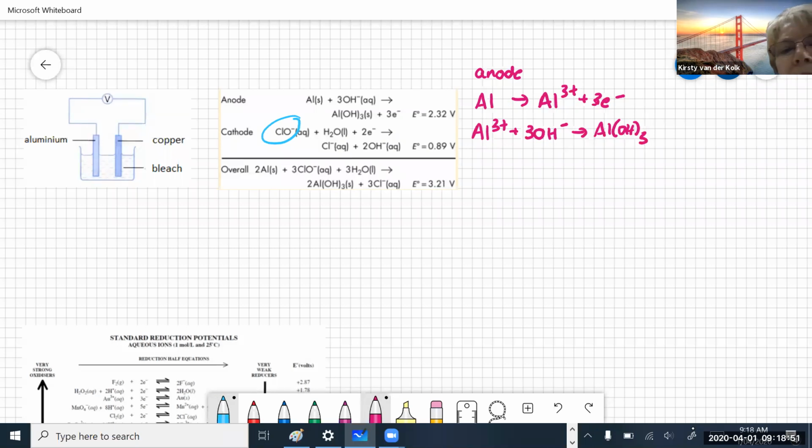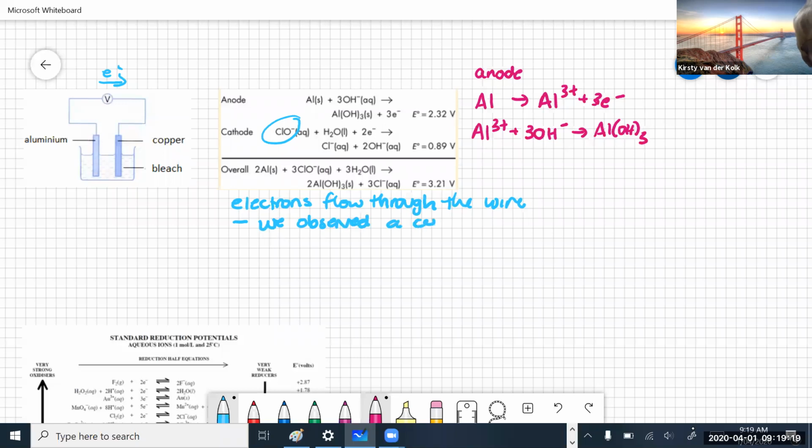My question for you is: we know that there are electrons going through the wire. We know that because we actually got a current. So electrons are definitely flowing. We observed a current here.